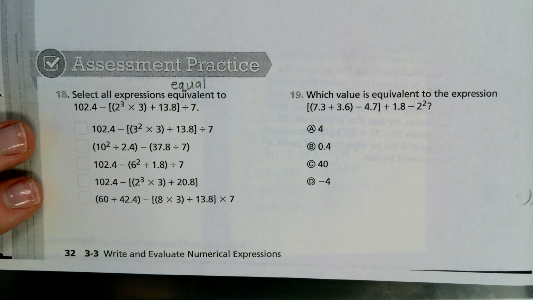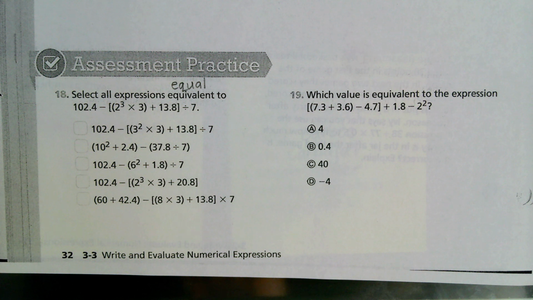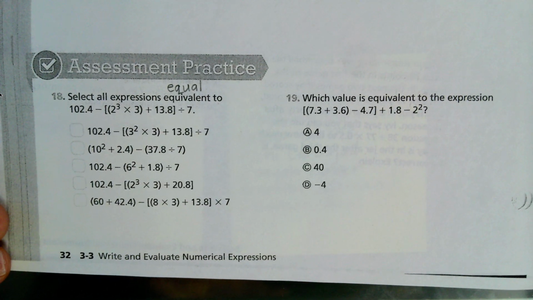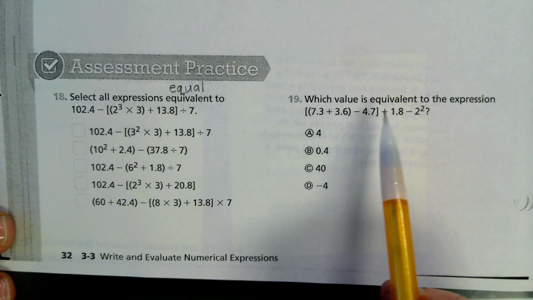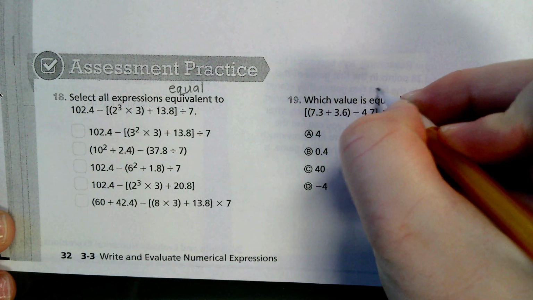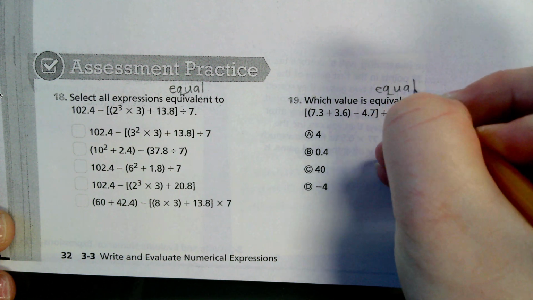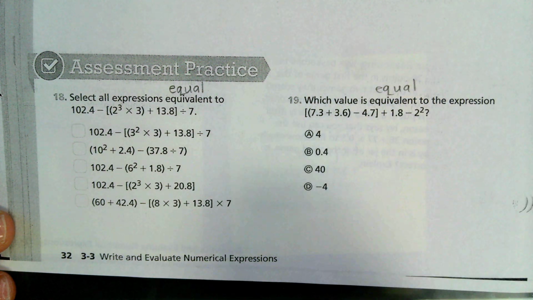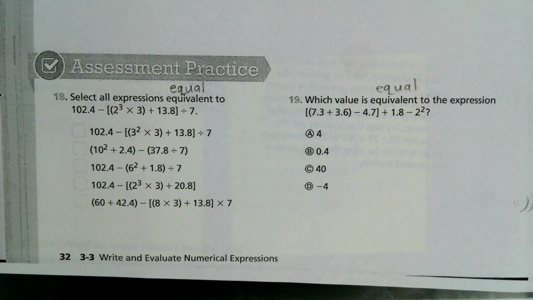Okay? So when they say select all expressions that are equal to, could it be more than one? It could be. Is it ever going to be all of them? No. And last week, could it only be one like we saw that? Yeah. Okay. But number 19 says, which value is equivalent to the expression? Equivalent means what? Equal. Now, this one, which value? How many can you pick? 1. Okay?